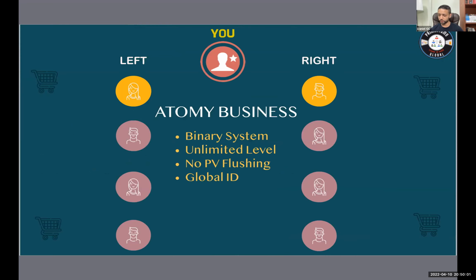So a few things in regards to the ATOMY binary system. We'll look at what we mean when we say ATOMY is a binary system. Then we will briefly talk about the unlimited level that ATOMY has. Also, there are PVs, point values, and there's no flushing of PVs, which means the PVs don't get wasted. And also how we have a global ID.